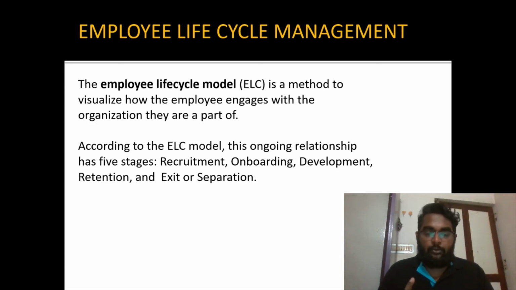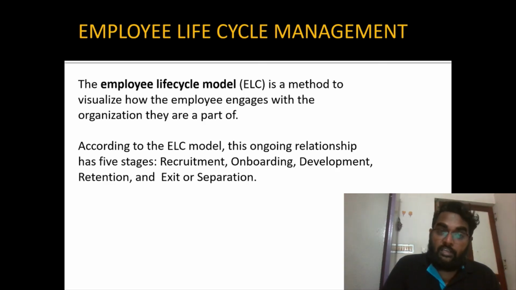First stage is recruitment. After recruitment, there will be onboarding, means placing and all those things. Then once your employee is placed, next stage is development, giving them opportunity, giving them the scope for attaining new skills and opportunities for development. After development, the next stage comes, that is retention. Once an employee is developed, that means they are able to understand the needs of the organization. It is the duty of the organization to retain the employees within them.